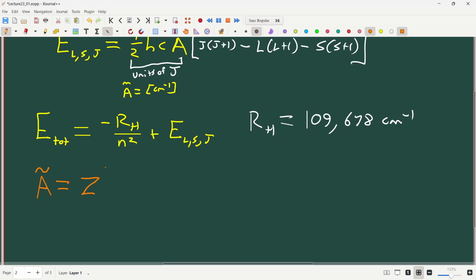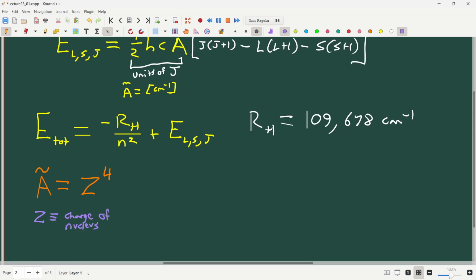is equal to Z to the fourth. Z is the charge of the nucleus. Right, so I'll write that down here. So for hydrogen, it's 1. Helium, it's 2. Right? So it scales as Z to the fourth.